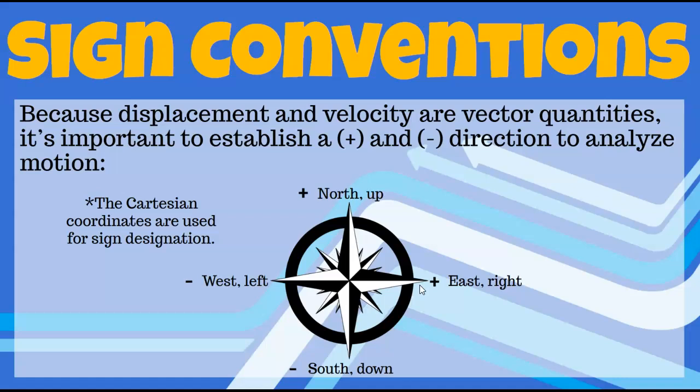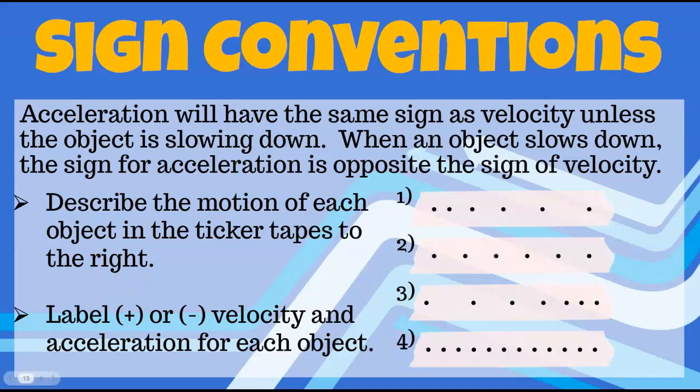Because displacement and velocity are both vector quantities, meaning that direction is important, you're going to establish what the positive and negative directions are when you analyze motion. We use the Cartesian coordinates for sign designation. So if we use our compass, north is positive, which is up, and south is negative, which is down. When we go to the right, it is a positive direction. When we go to the left, that is a negative direction.